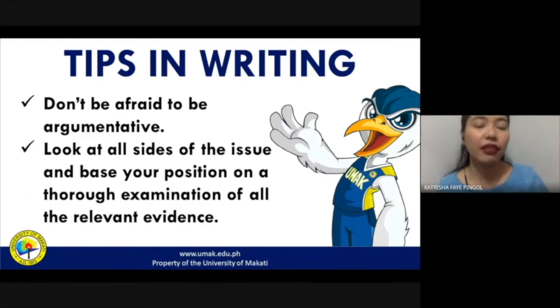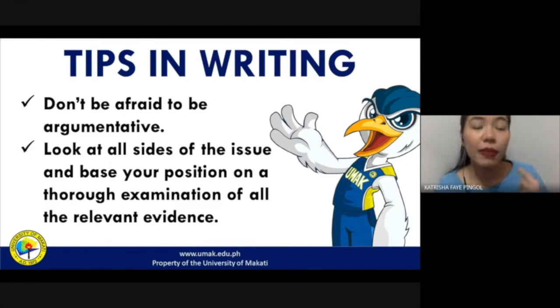part of being argumentative and part of writing a position paper is looking at all sides of the issue. Since this is an academic form of writing, you need to consider others' opinions as well. So you can do this by looking at all sides of the issue and basing your opinion on a thorough examination of all the relevant evidence. Like what we have mentioned earlier, it's not enough that, for example, your friend agrees with it, or your entire family agrees with it, or your entire class agrees with it, and then automatically you would agree with it as well. No, that's not the case.